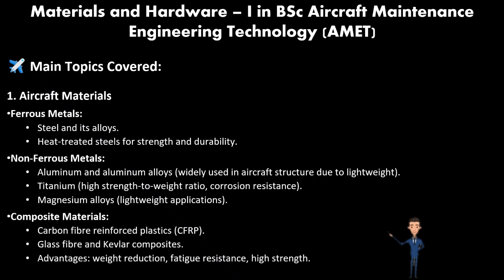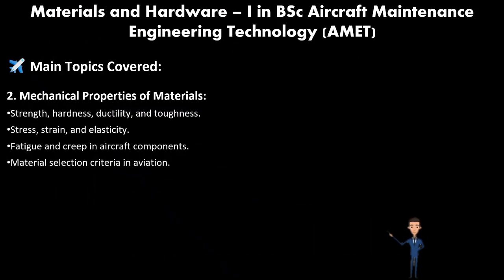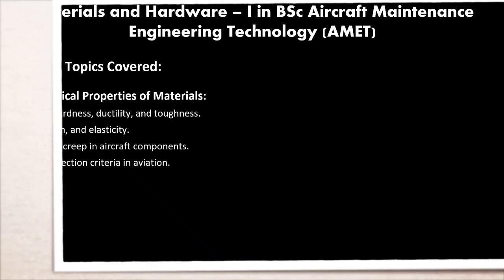Carbon fiber reinforced plastics, CFRP. Glass fiber and Kevlar composites. Advantages: weight reduction, fatigue resistance, high strength. 2. Mechanical properties of materials. Strength, hardness, ductility, and toughness. Stress, strain, and elasticity. Fatigue and creep in aircraft components. Material selection criteria in aviation.